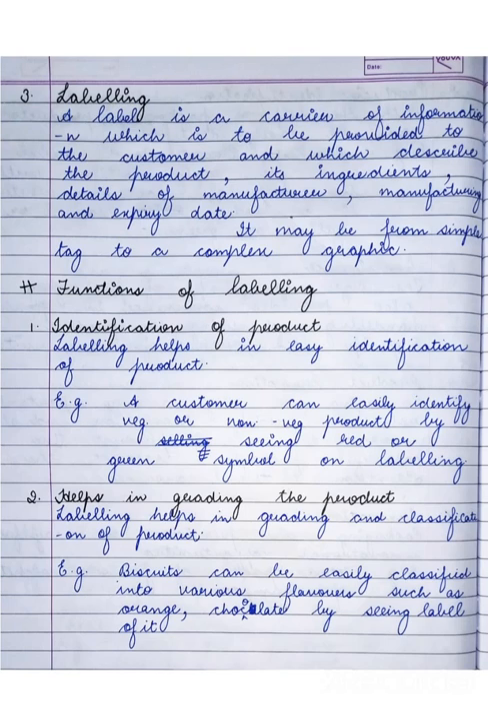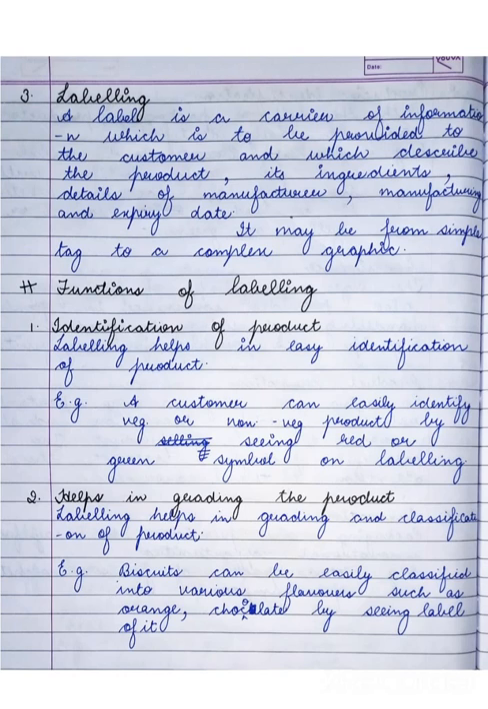Coming to the next topic, that is functions of labeling. Labeling helps in identification of the product. With the help of the label, we can easily read the content, we can easily read the variant and identify the product. We can easily identify, yes, this is a ginger tea. Yes, this is a honey lemon tea. This is how we can identify the product with the help of labeling.